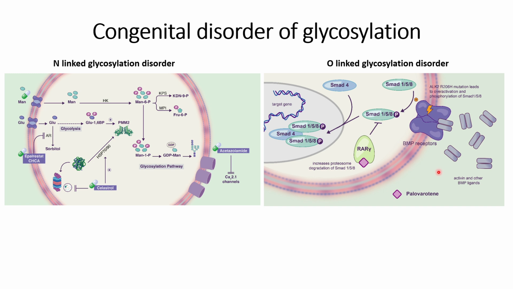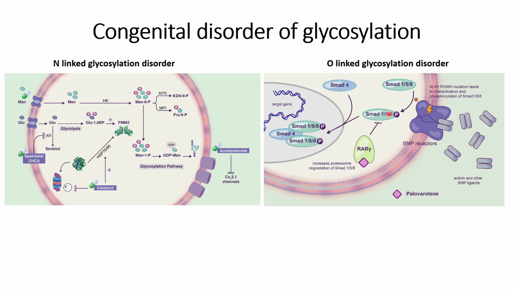One of the drugs that are used to target this is palovarotene, and this has been tested in the mouse model, and the positive results of this mouse model have led to this approach going into clinical phase trials. What they have found out is that this drug, palovarotene, will bind to RAR gamma, and that will increase the degradation of SMAD 158, phosphorylated SMAD 158.